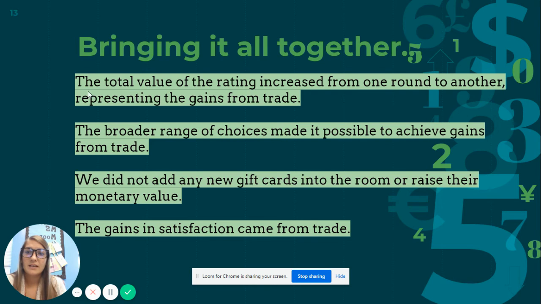So the point of this is the total value of the rating increased from one round to the other, representing the gains from trade. Gains from trade means that a person's satisfaction gets higher and they gain something because of the ability to trade. The broader range of choices made it possible to achieve gains from trade. We did not add any new gift cards into the room or raise their monetary value. The gains in satisfaction came from trade.